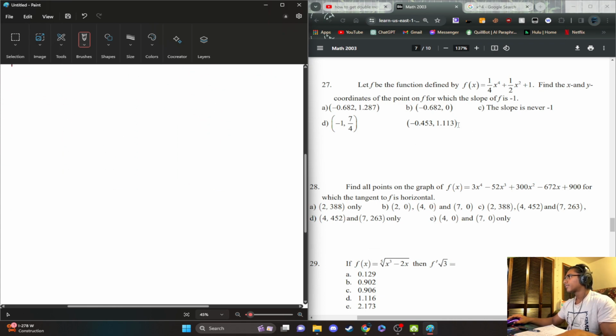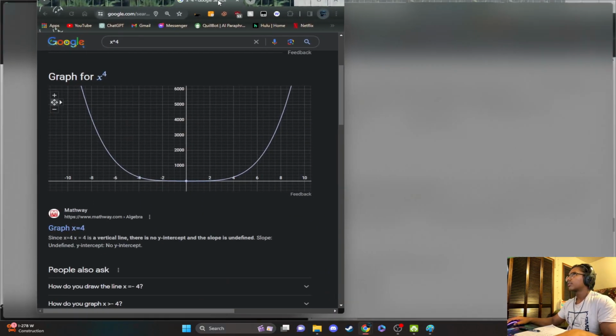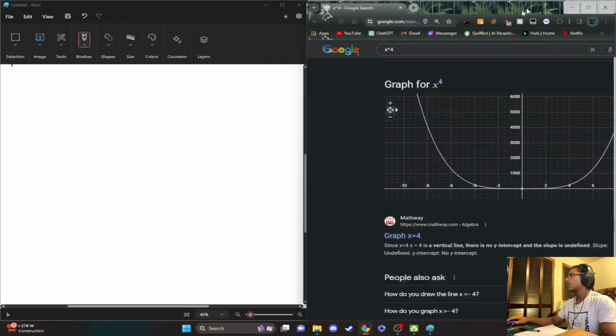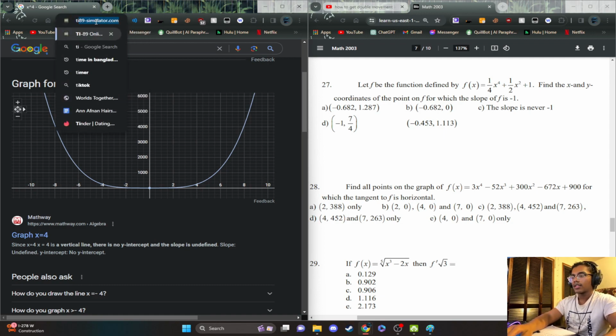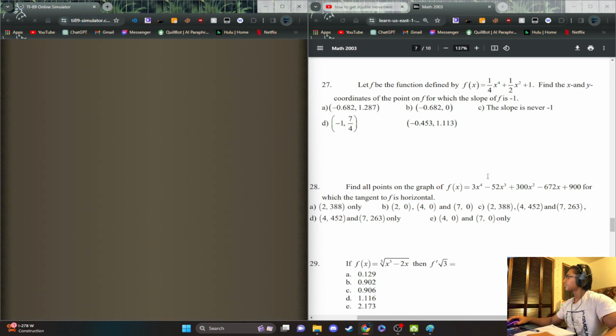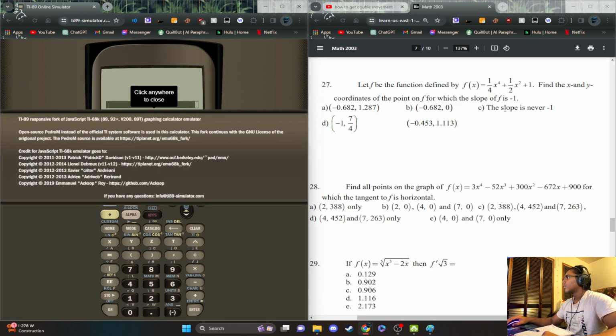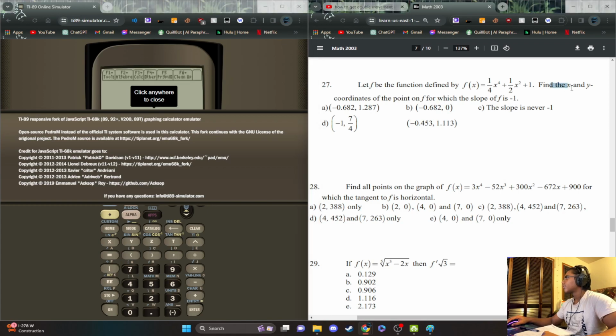Okay, for this one we need the calculator. Let me get this calculator right here, a CI89. The slope is -1. Find the x and y coordinates on the function.